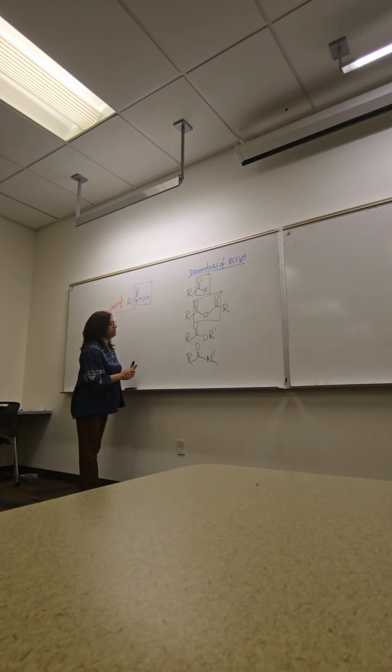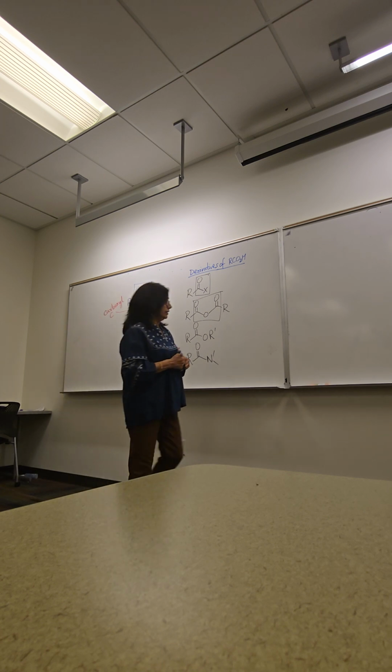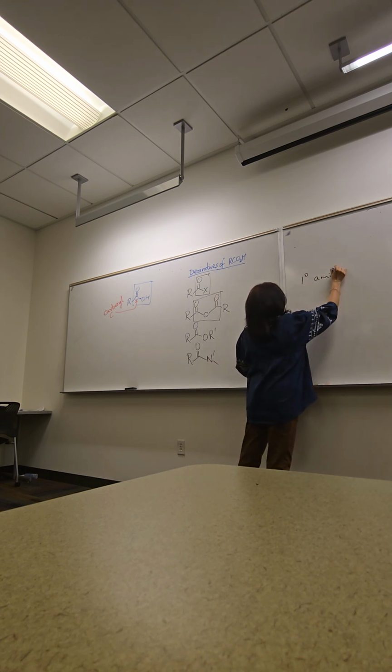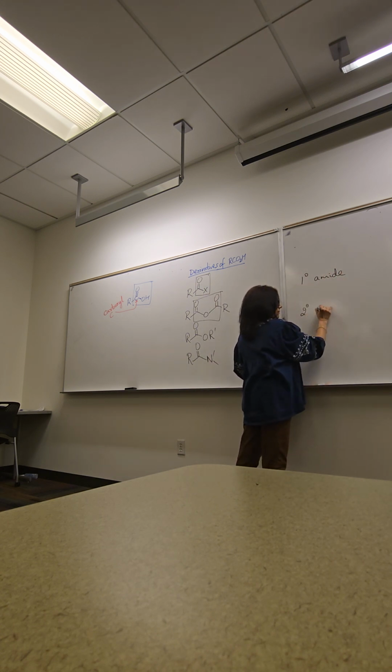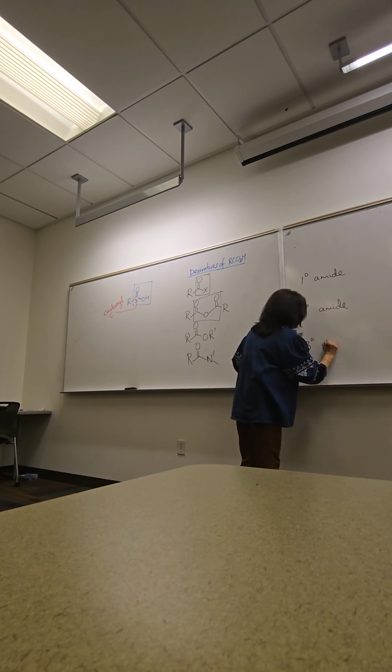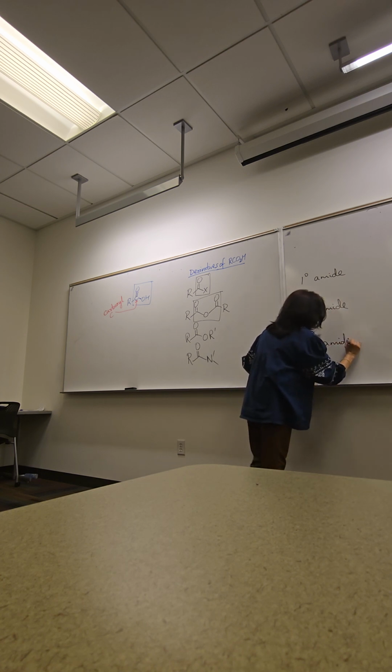Let's talk about amides. How many types of amides are possible? Primary, secondary, tertiary. Good. What is a primary amide? Primary amide. What's a primary amide?